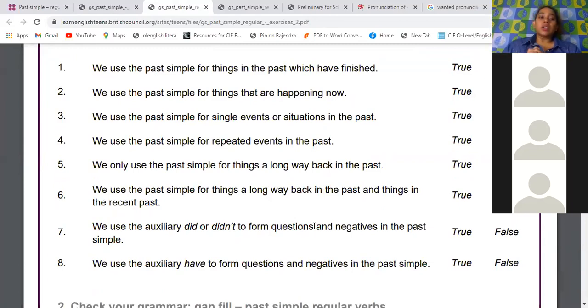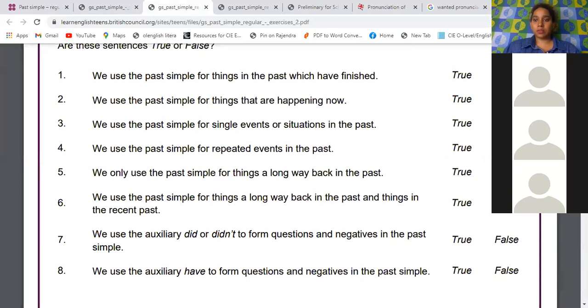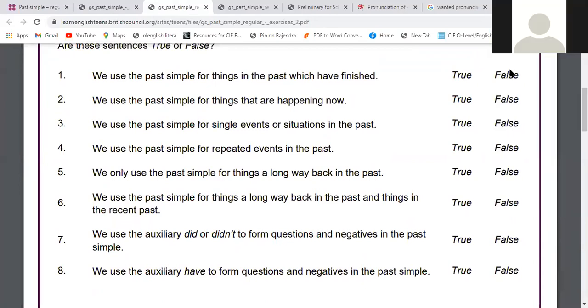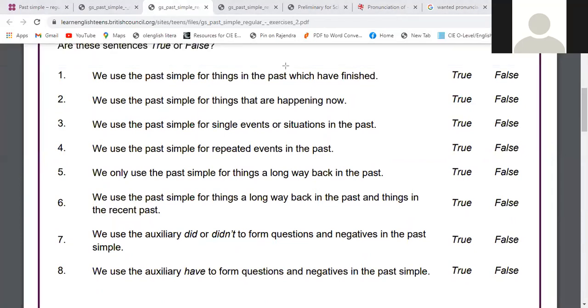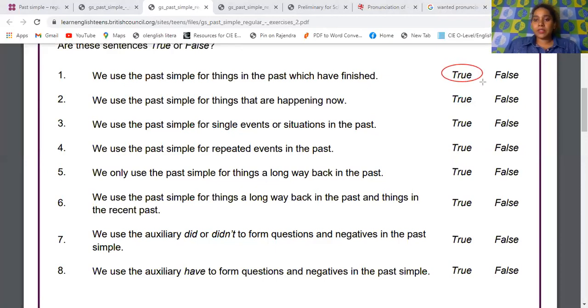We can discuss. Unmute and tell me. We use the past simple for things in the past which have finished. True or false? True. Let me write the answers. Okay. We use past simple for things in the past which have finished. Okay. Second one. We use the past simple for things that are happening now.